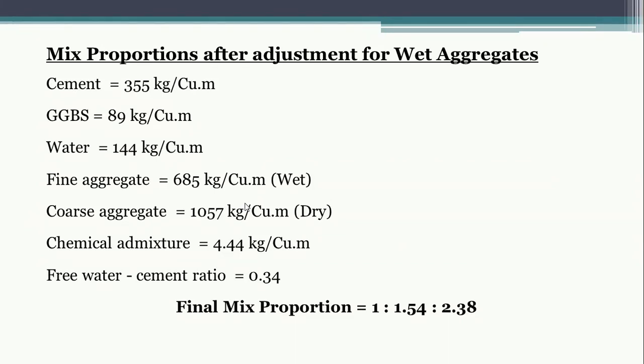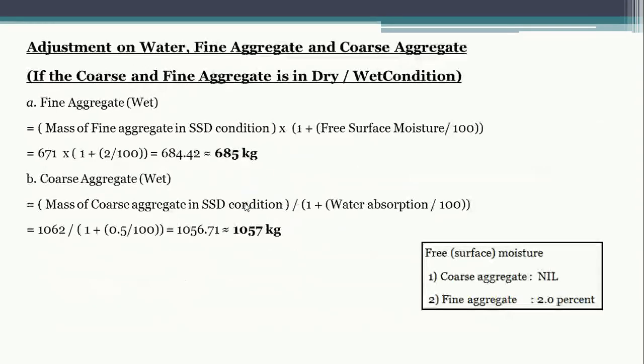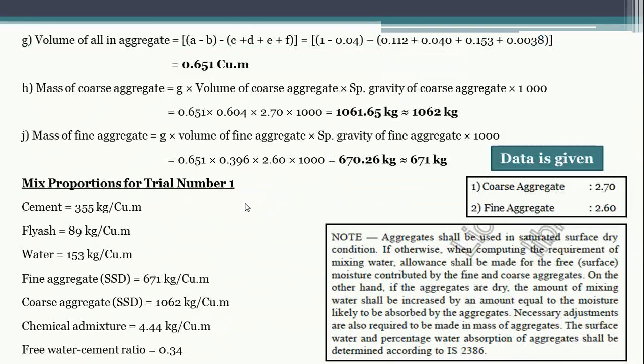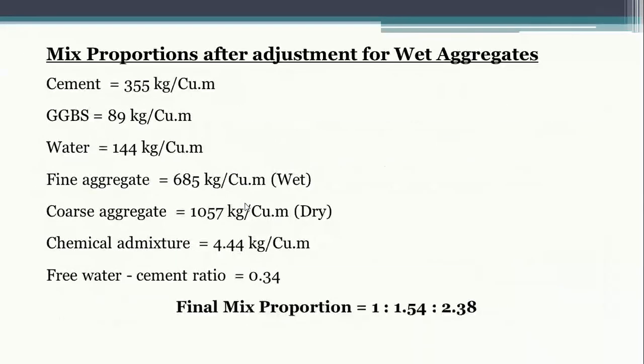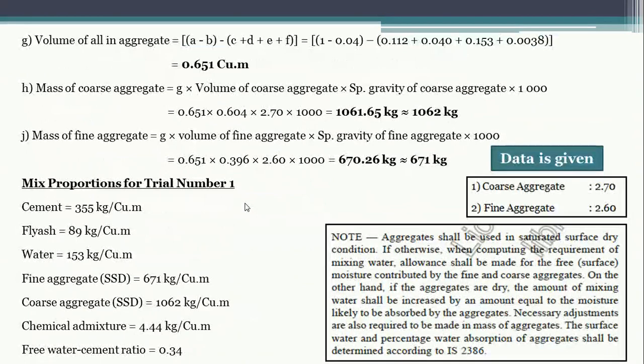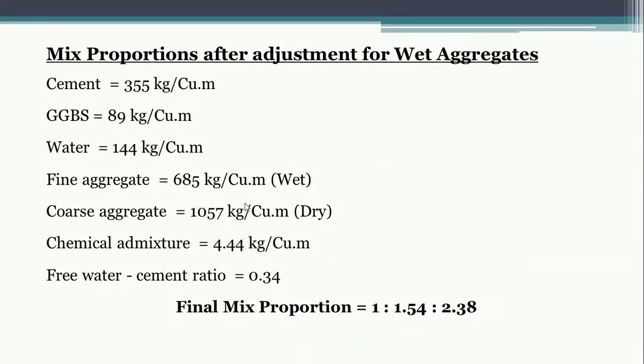So cement is same 355, fly ash is same 89, water compared to 153, after doing adjustment, it has become 144. Now fine aggregate is in wet condition because free surface moisture is given. So 671 was the fine aggregate value. Now it has been increased to 685 kg because it is in wet condition. Whereas coarse aggregate in the SSD condition was 1062. Since there is no free surface moisture, it has become dry. So now the value has become 1057 kg per cubic meter. Next, chemical admixture remains the same, 4.44. That is 1 percent of the total cementitious content. 444 into 0.01, you will get 4.44, and free water cement ratio is same, 0.34.